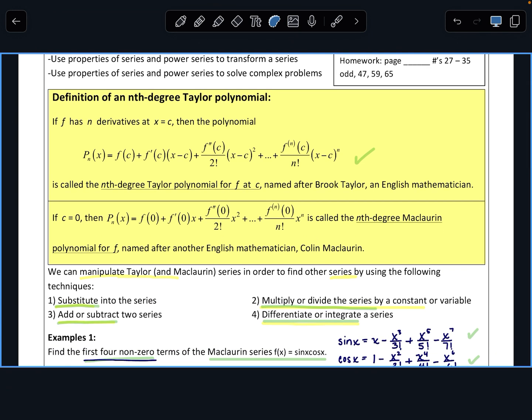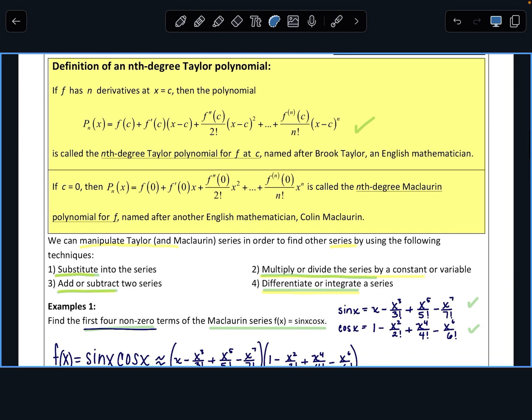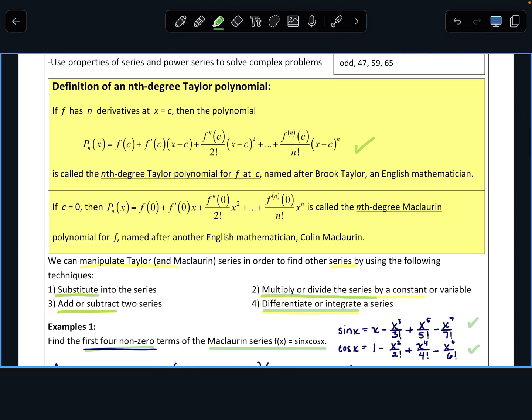So if you recall, we have the nth Taylor polynomial, where if f has n derivatives at x equal to c, then the nth order polynomial, or the nth degree polynomial, is given, where you see that green check mark, is called the nth degree Taylor polynomial for f at c, named for Brook Taylor, an English mathematician. Then if c is equal to 0, the nth degree Taylor polynomial for f at 0 is called the nth degree Maclaurin polynomial for f, named after another English mathematician, Colin Maclaurin.